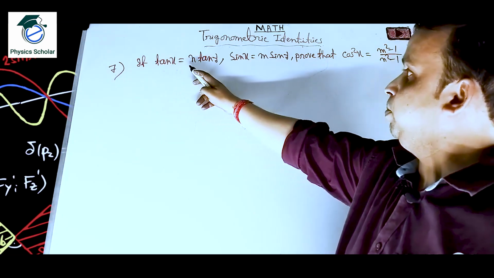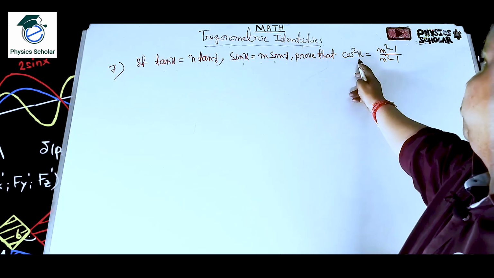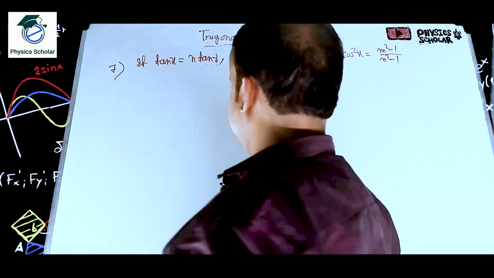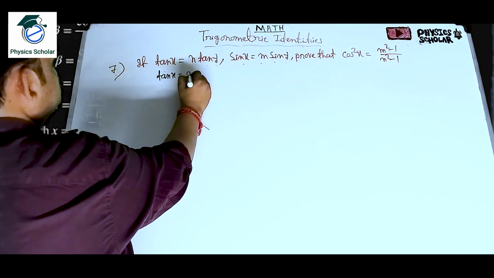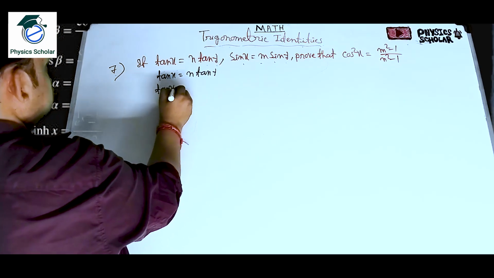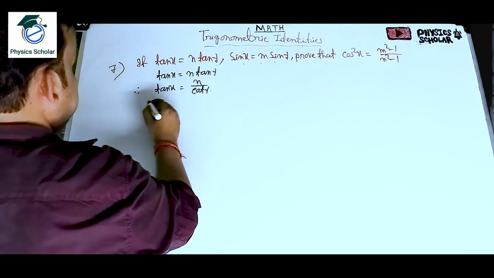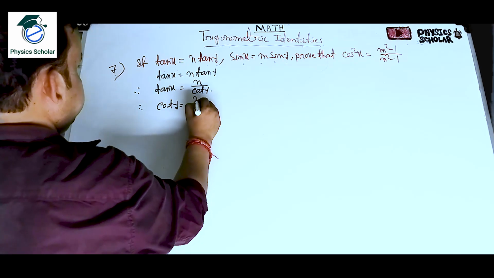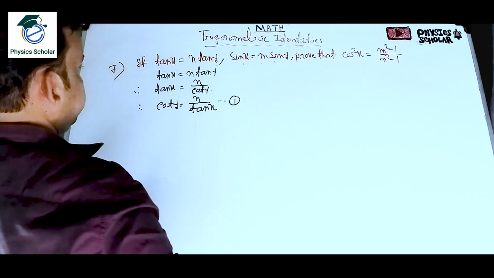So it is what? If tan x is equal to n tan y and sin x is equal to m sin y, then we have to prove what? Cos square x is equal to (m square minus 1) by (n square minus 1). Okay. Now what is given? Let us start. Tan x is equal to n tan y. That means tan x is equal to n by what? Cot y. Clear? So cot y is equal to what we can write? N by tan x. Clear? It is equation number 1.